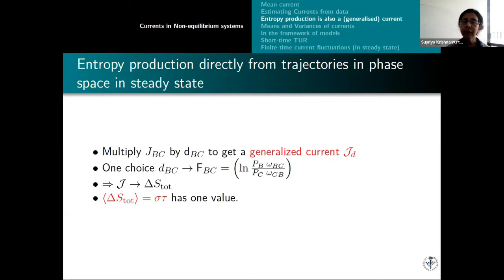Now, if I were to use this procedure to get the entropy production, it would be quite difficult unless I had an enormous amount of data, because I would need to know all the states, and I would need to know all the transitions between these states and so on.